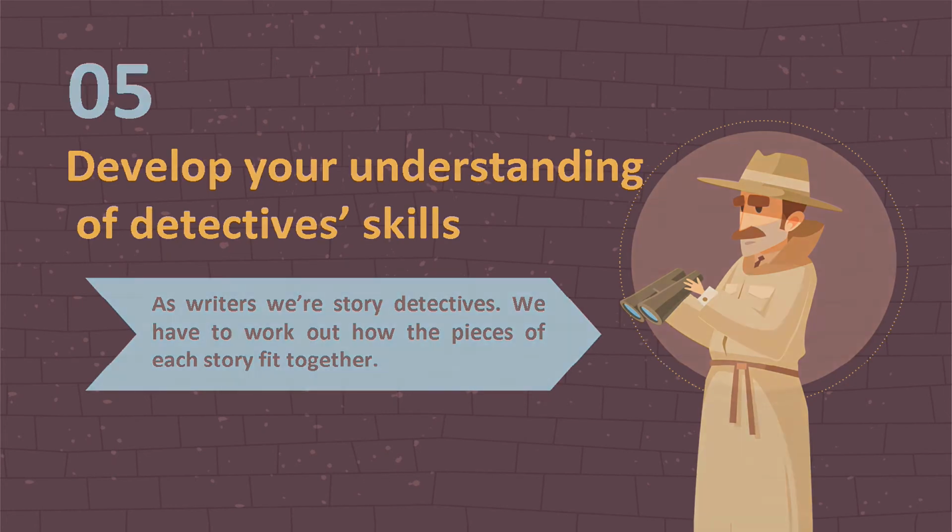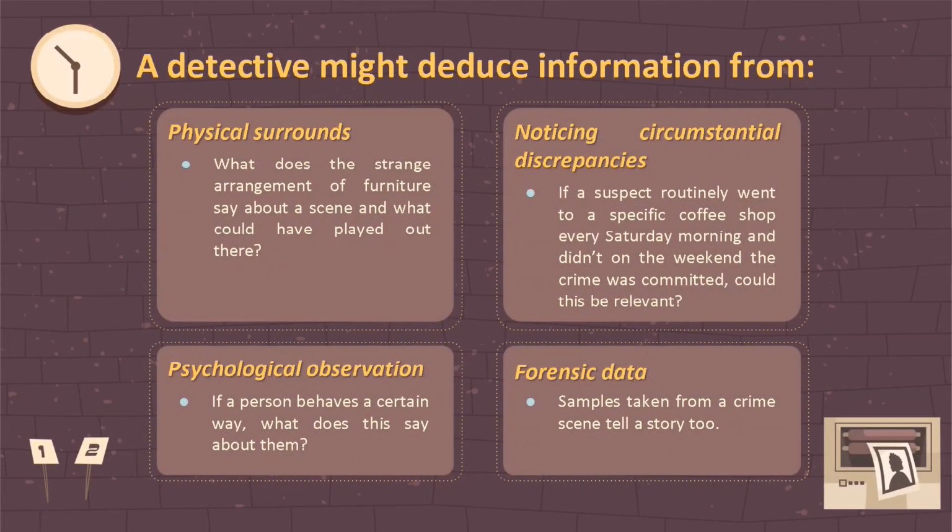how a detective might gather information. It can be from physical surroundings, questioning what the strange arrangement of furniture says about a scene and what could have played out there. Or psychological observation: if a person behaves a certain way, what does this say about them? Like avoiding eye contact, which may mean they're lying.